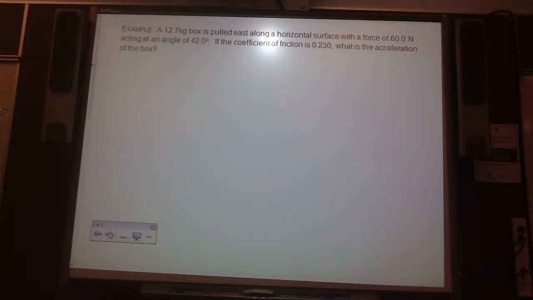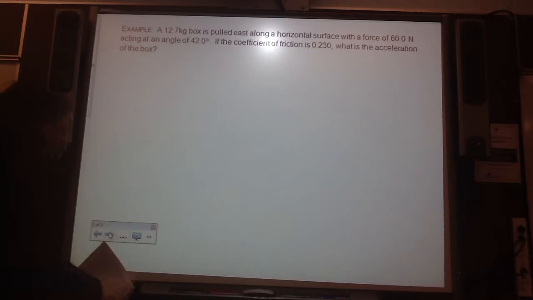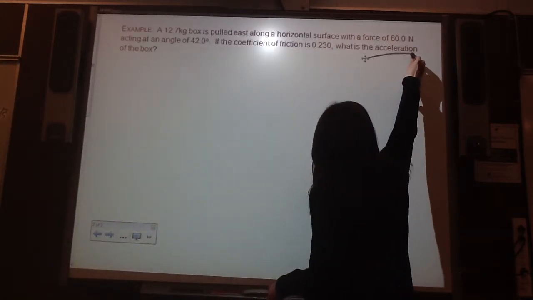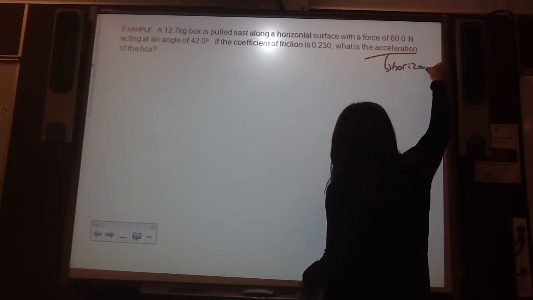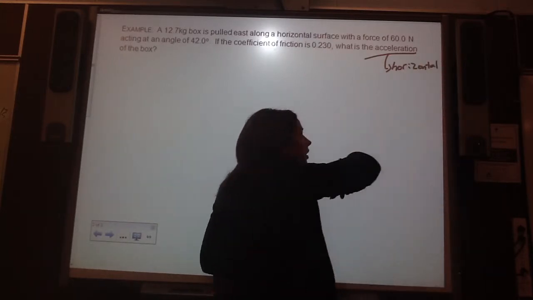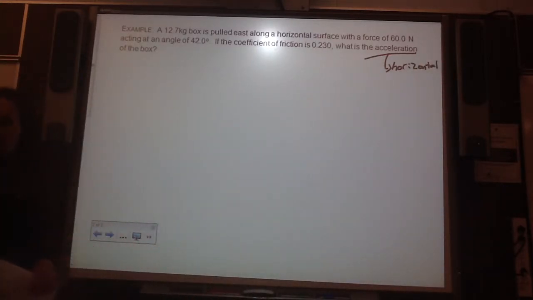A box is pulled east along a horizontal surface with a force of 60 newtons, acting at an angle of 42 degrees. If the coefficient of friction is 0.230, what is the acceleration of the box? So again, we're going to assume that this acceleration is horizontal. So we are assuming that the box is not floating up or falling down.